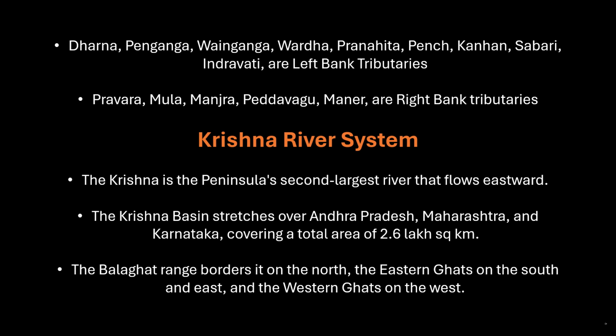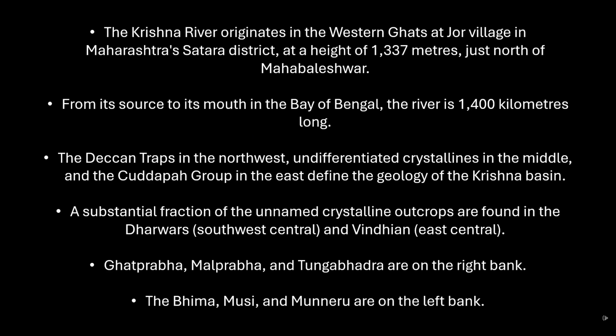Krishna River System. The Krishna is the peninsula's second-largest river that flows eastward. The Krishna Basin stretches over Andhra Pradesh, Maharashtra, and Karnataka, covering a total area of 2.6 lakh square km. The Balaghat Range borders it on the north, the Eastern Ghats on the south and east, and the Western Ghats on the west. The Krishna River originates in the Western Ghats at Jor village in Maharashtra's Satara district, at a height of 1,337 meters, just north of Mahabaleshwar. From its source to its mouth in the Bay of Bengal, the river is 1,400 kilometers long.